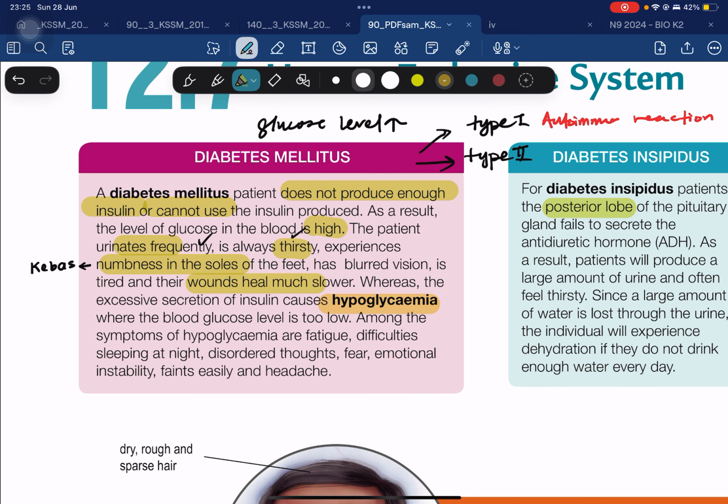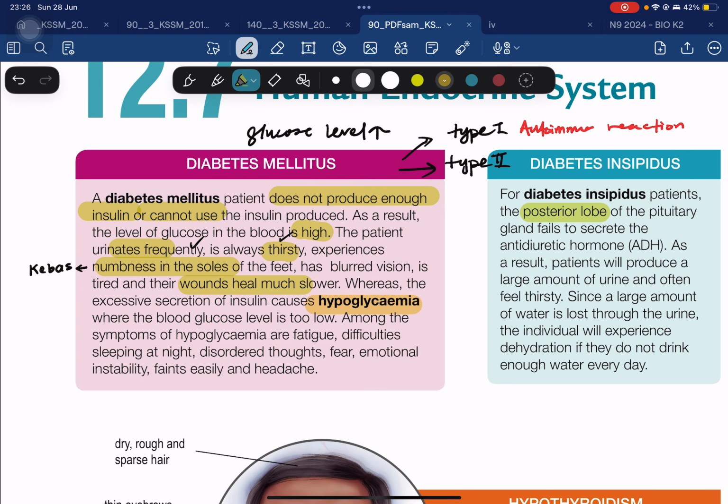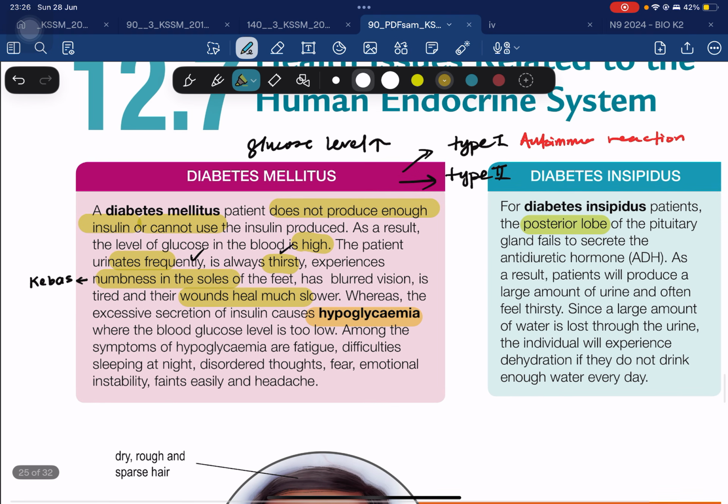For disordered thoughts, it means they will feel it mentally, they will have confused thoughts, feel fear and even some emotional problems. This is related to the blood glucose level. But for symptoms, we just need to know some of it, and we do not need to explain it.